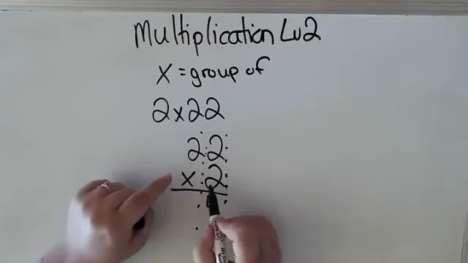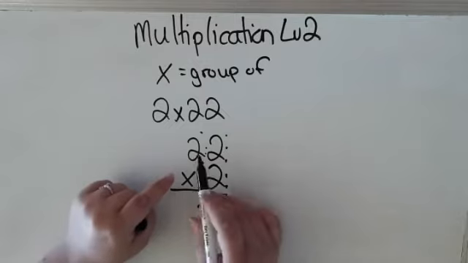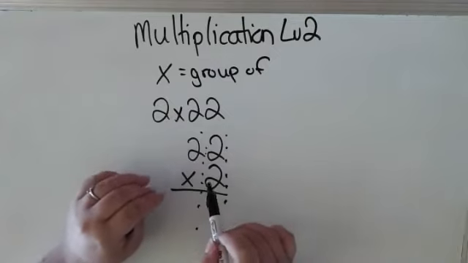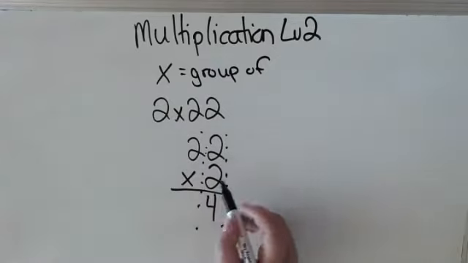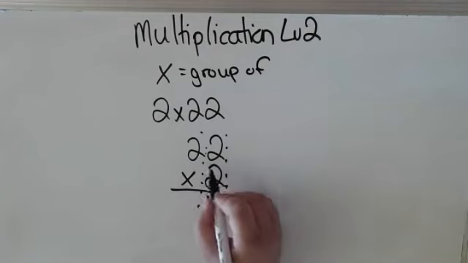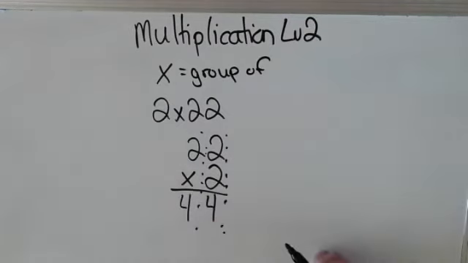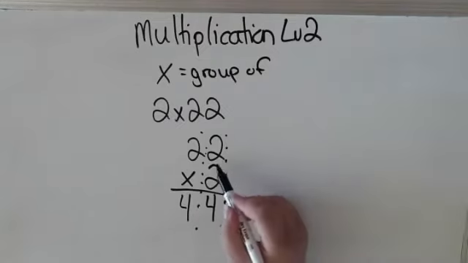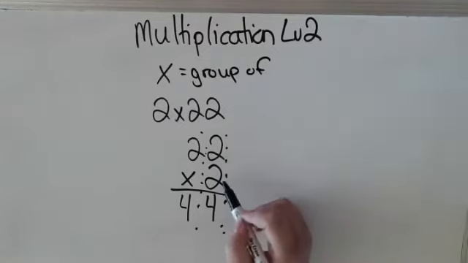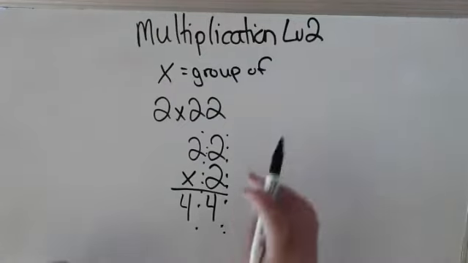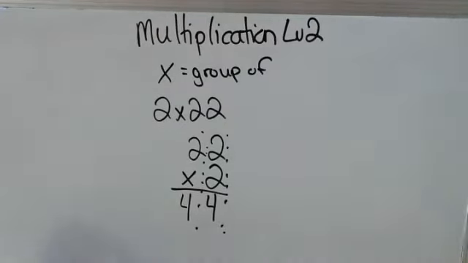Now to make my life easier, I can just say 2 times 2 or 2 groups of 2. But if I'm being accurate, I'm saying 2 groups of 20. So 2 groups of 20 or 2 groups of 2 is again 4, which gives me the answer: 22 groups of 2, or 2 groups of 22, is 44. All right, that is 2 digit by 1 digit multiplication.